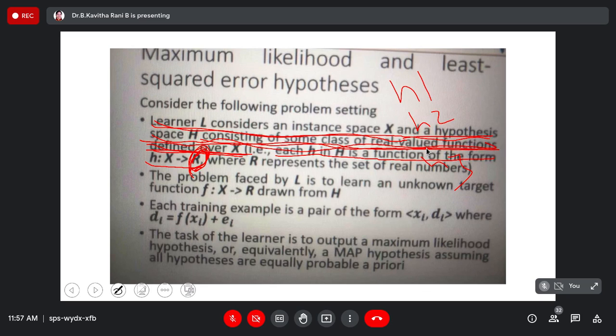So previously, in classification cases, the hypothesis is learning a concept in order to classify something: yes or no, true or false. Now, here it is learning a concept in order to predict the value.